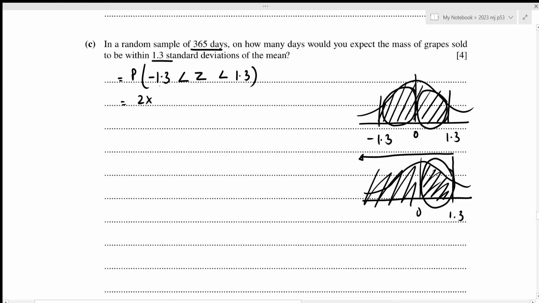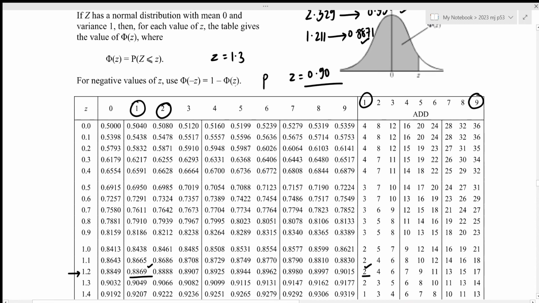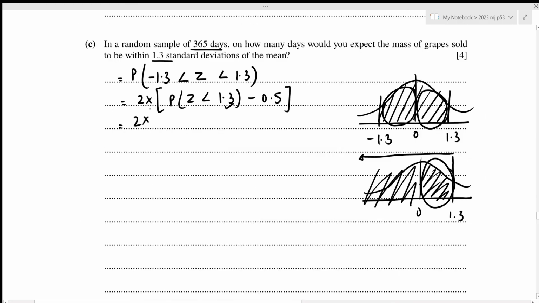So twice what we do is start with probability of z less than 1.3, then subtract 0.5, which is the area below 0. Now for this value we need to look at our table again, and the z we're looking for in this case is 1.3. So we have 1.3 right here. That's 0.9032. Let's substitute this value. So we have 2 times 0.9032 minus 0.5, and this gives the required probability of 0.806.